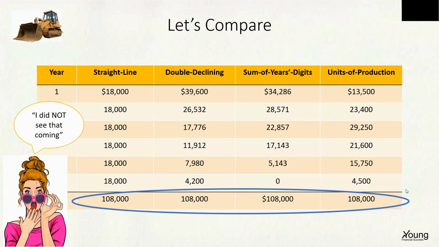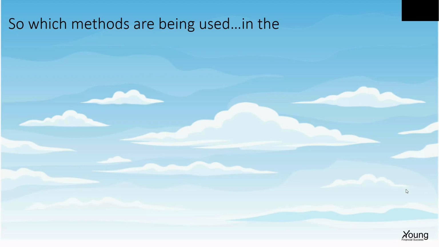But you can see from years 1 to 6 how much we depreciated each year. So which method do you like best? If you were a company trying to choose which method to use, which one would you choose, and what would you base that on? So let's look at what other companies do in the real world.